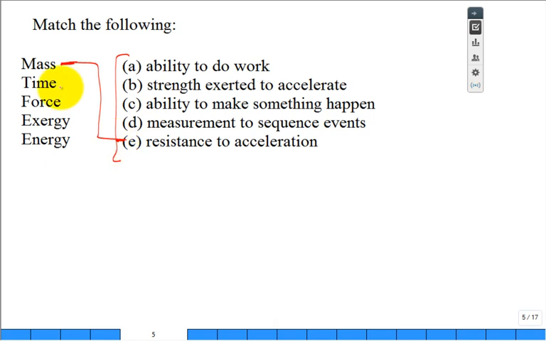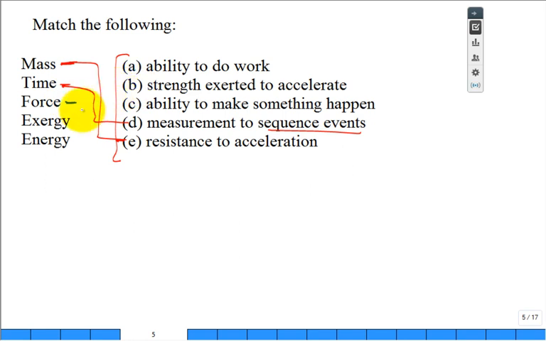Somebody else, different volunteer now, for time. Which one of these thinks it's close to time? Go ahead. D. It's measurement of some sequencing of events. Believe me, time to me is the hardest thing to define. You're like, yeah, I'll try to define time later. I've used it and worked with it my entire life, but to define it, it's challenging. Go talk to the physicist. Force. Who would like to volunteer for force? Yes, sir.